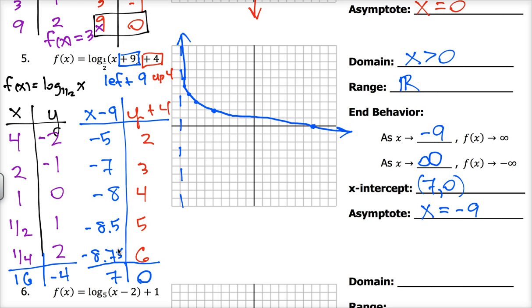Okay, number 6, I'm going to have you do those tables and that graph all on your own, and then we will check that when you get to class the next time. So complete number 6 on your own, and that will be what I check the next time you get to class.